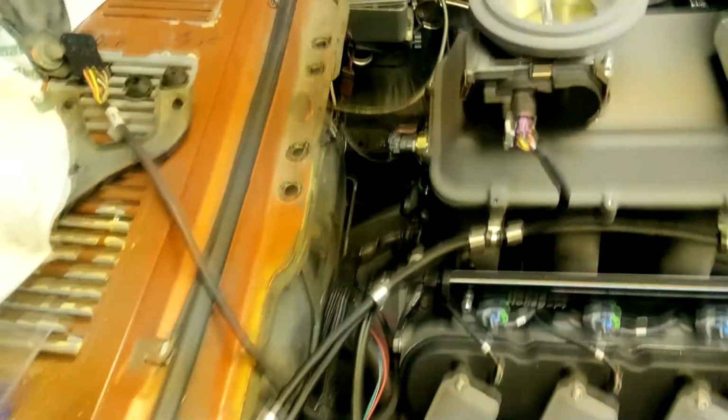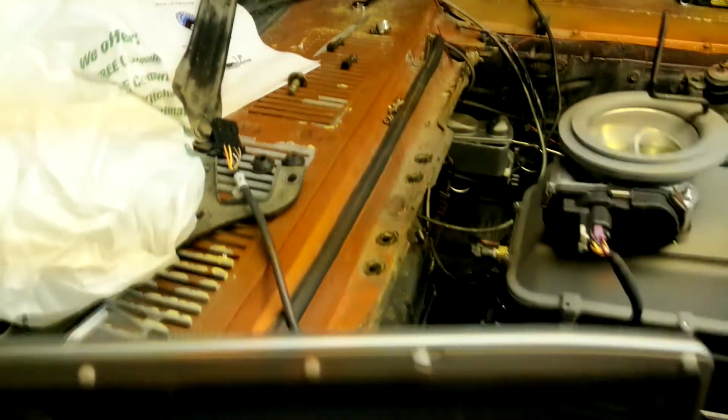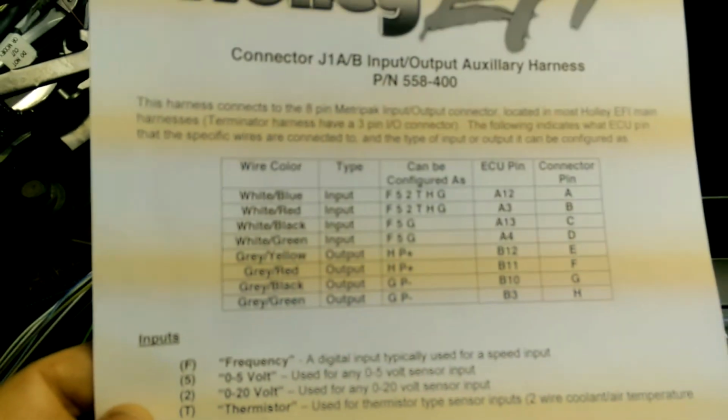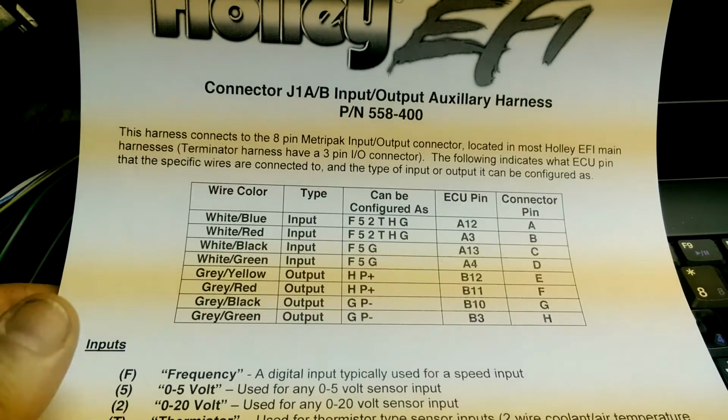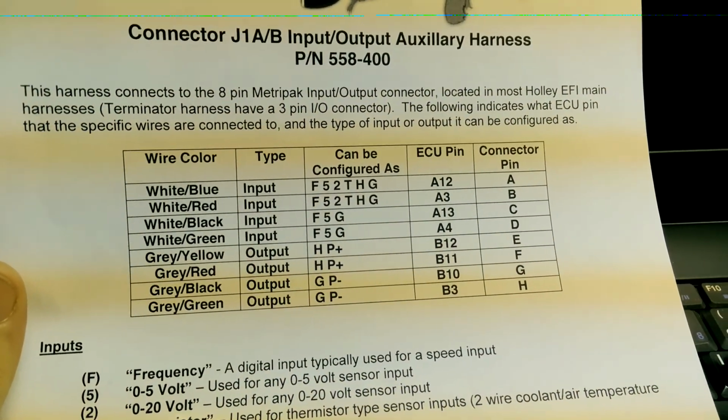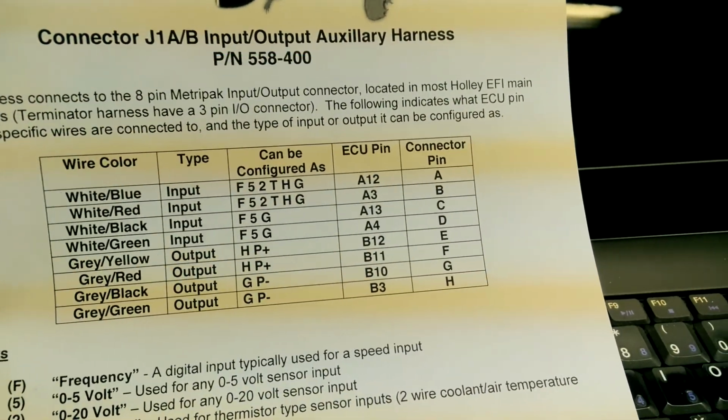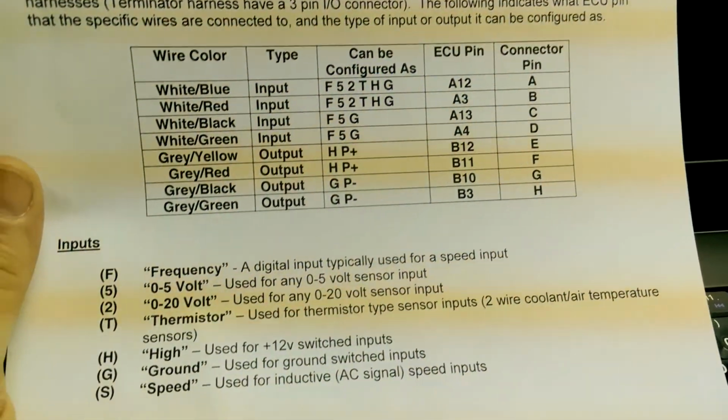So the Holley comes with this plug. Actually, you have to buy this separate harness. But I picked one of the wires there, and according to this table, the Holley, if you can read that, let's see here, there we go. So I chose the gray and black wire, which is pin B10.